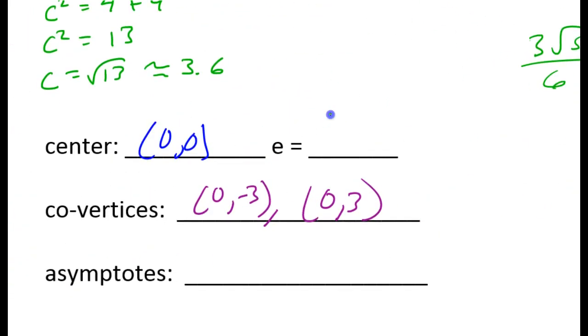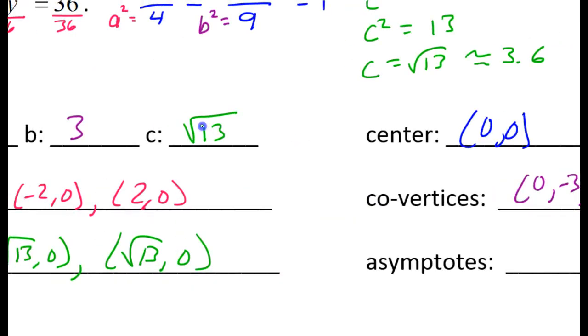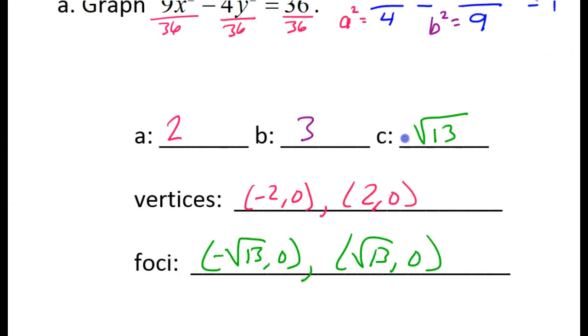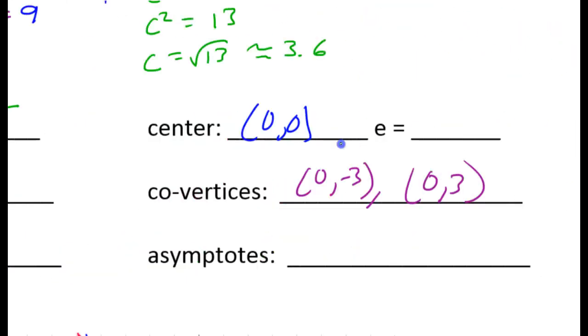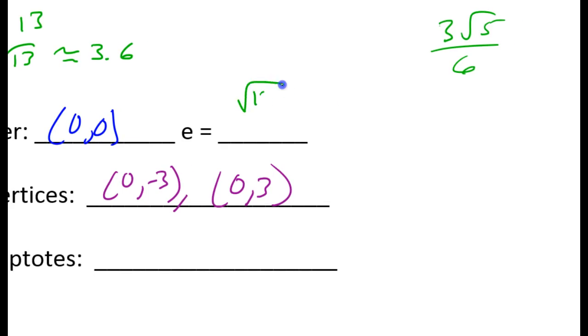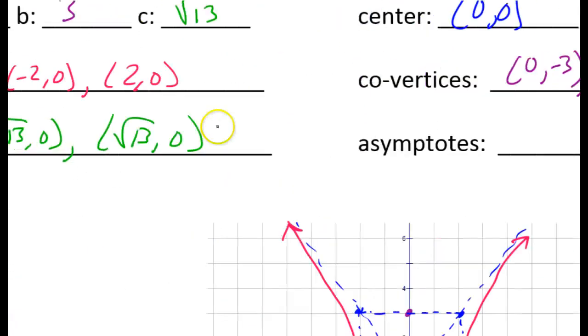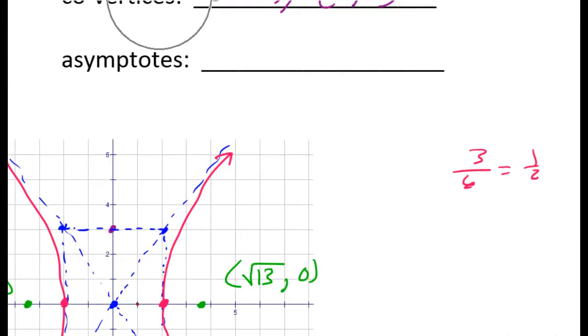All right, we might as well get the eccentricity out of the way. Eccentricity is always c over a, so that'll just be radical 13 over 2. Now, how about the asymptotes?